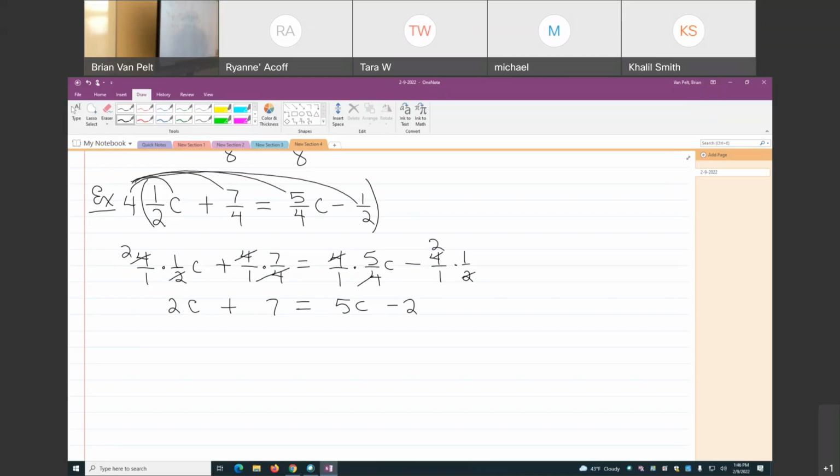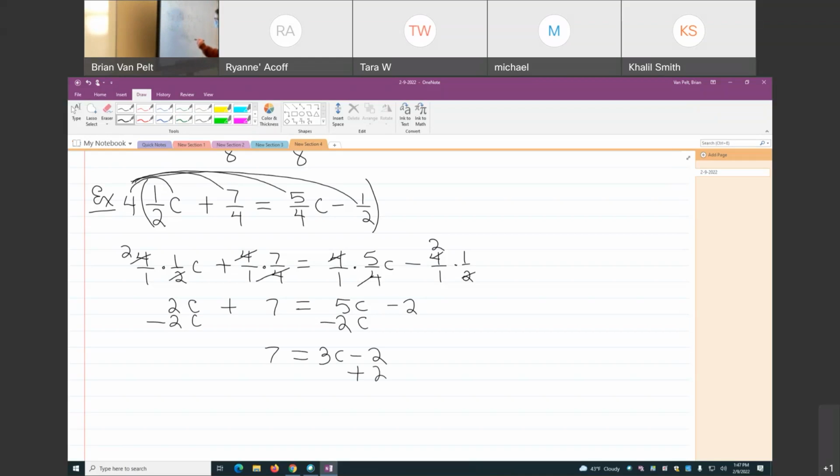Now, at this stage, what would you do next? C's on one side. Subtract 2C on both sides. That's what I would do. Subtract 2C. You see, you can avoid the negative in front of those just with a little bit of thought. We have 3C minus 2 is equal to 7. All right, we're almost there. Add 2 and then divide by 3.